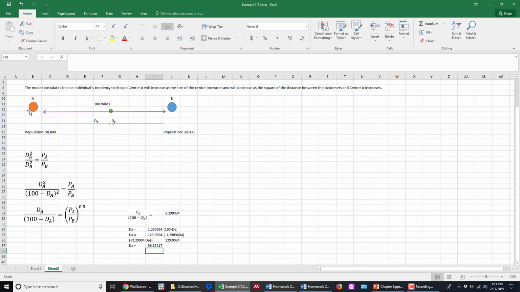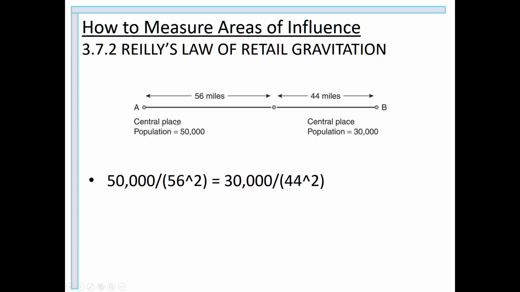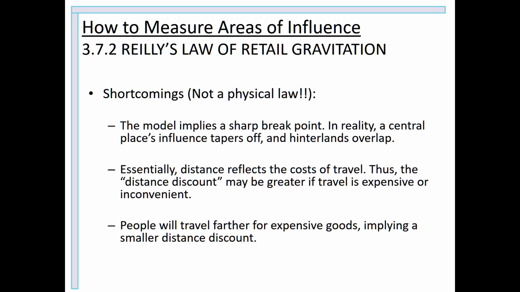Everybody up to here will buy in A. Therefore, this is more or less 44 miles, since it's 100 minus 56. And everybody in this region will buy in B. So that's another illustration of the result. That's the size of the market of a firm in A, and that is the size of the market of a firm in B.